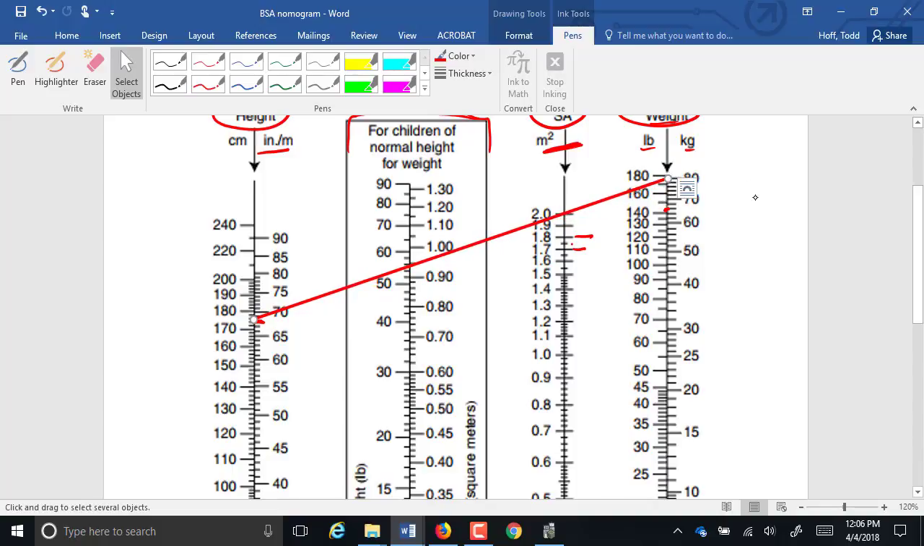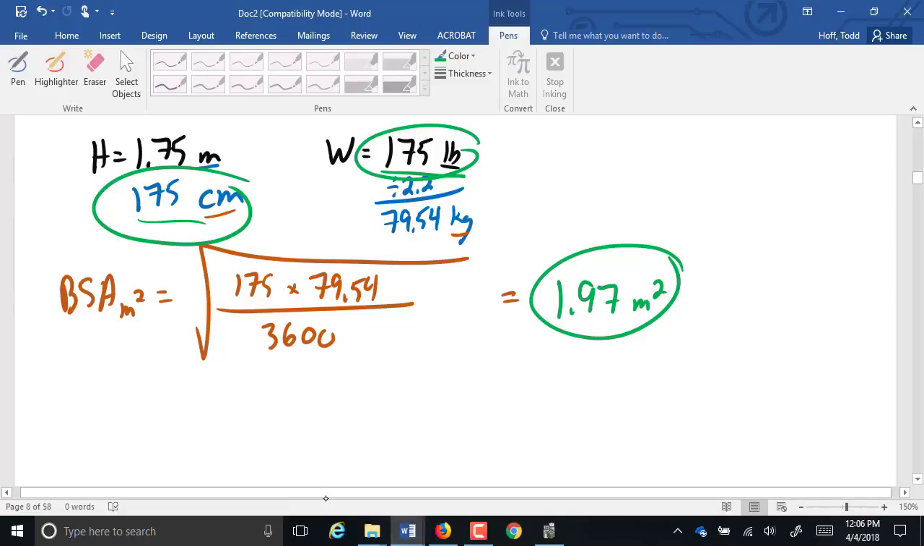175 pounds, so 170, 175 is somewhere in there. Notice the nomogram doesn't care if we mix the units together. So our body surface area is coming out right at about 2 meters squared. We came up with 1.97. So once again, it's just a few hundredths of a square meter high on the nomogram. But that is one of the strengths, is that the nomogram does allow us to mix metric and standard units without having any issues.